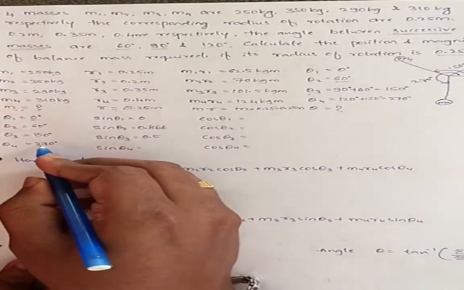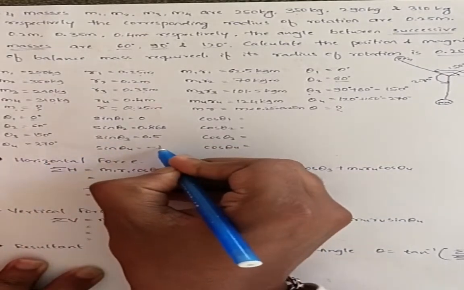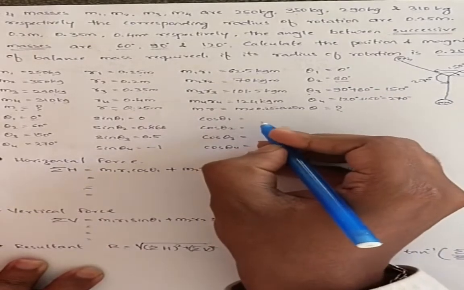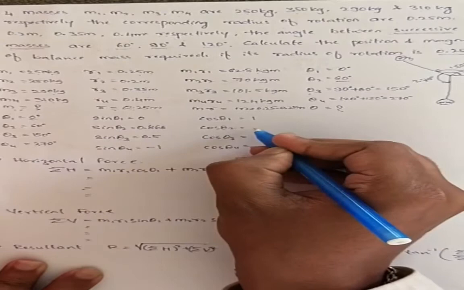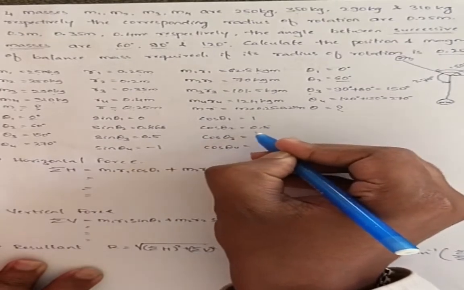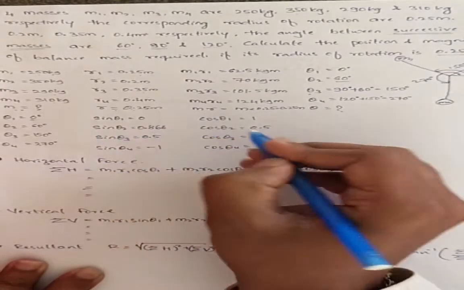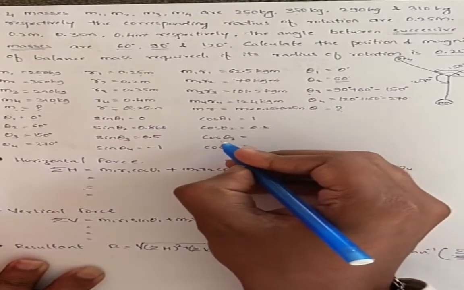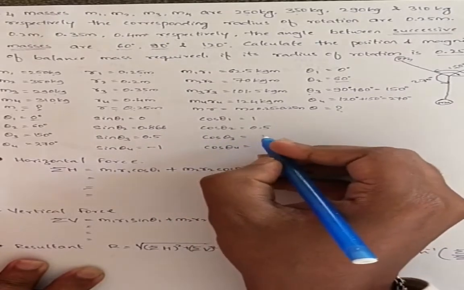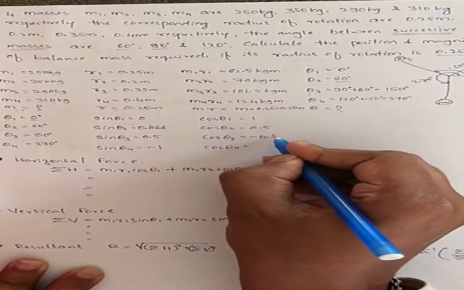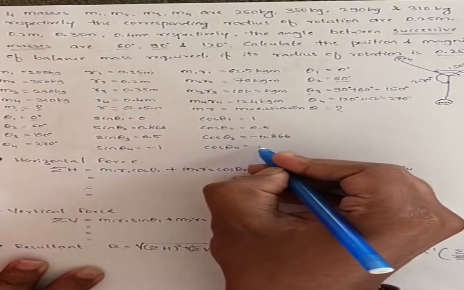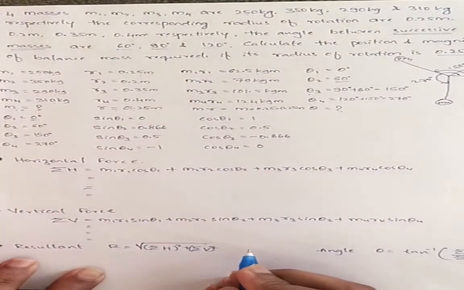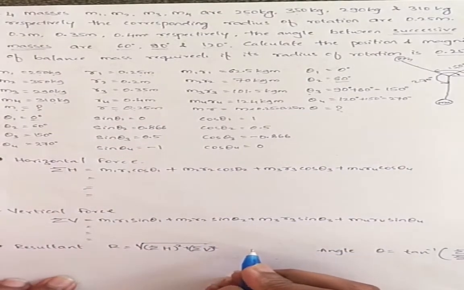Then sine of 270 degrees will be -1. Similarly, cos of 0 degrees is 1. Cos of 60 degrees is 0.5; just press cos and that angle in your calculator and you will get the answer. Cos of 150 degrees is -0.866. Cos of 270 is 0. These are the values you will get. Now go on substituting the values here.